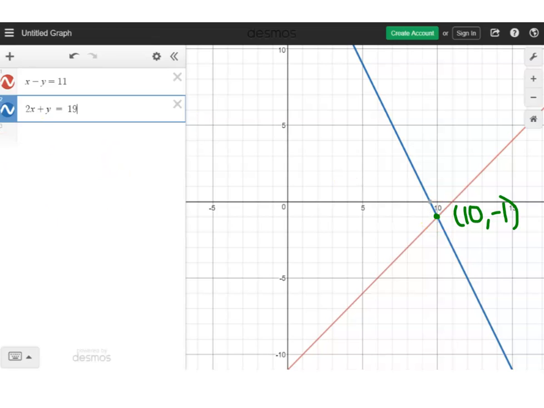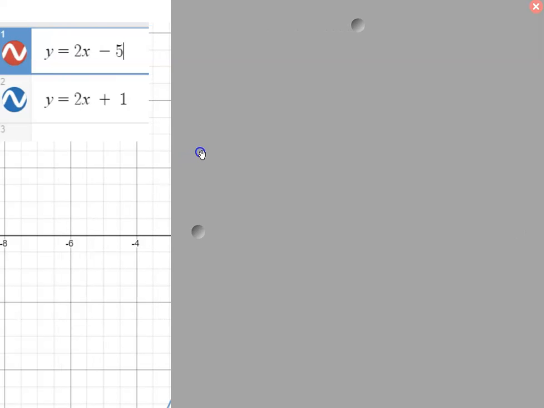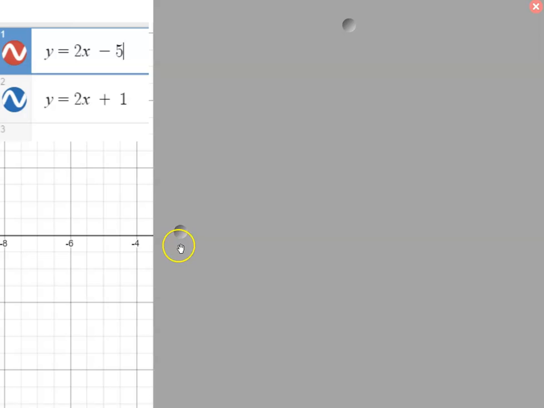So let's try another one of these. And again, you should have your Desmos up and open. And so for this set of equations, you can ignore that line. That's just where my cursor was when I typed these in. But go ahead, if you have your Desmos open, type in the system of equations y is equal to 2x minus 5, and then y is equal to 2x plus 1. Go ahead and type that in.